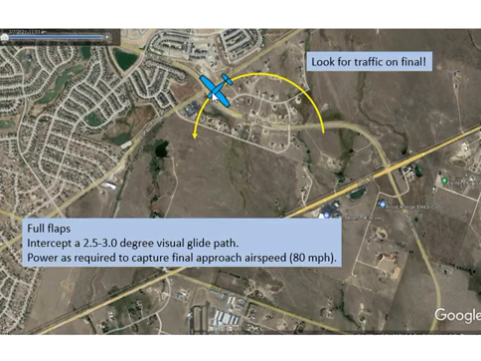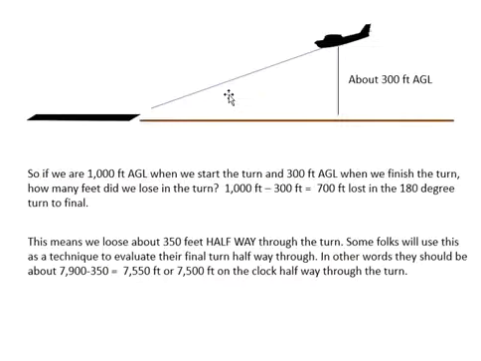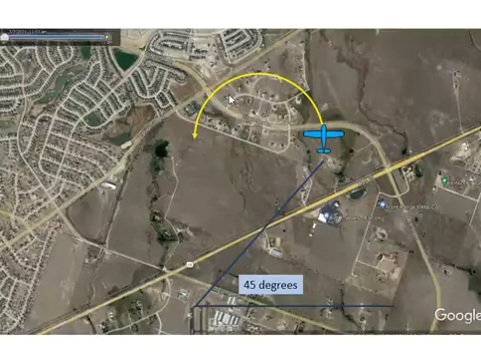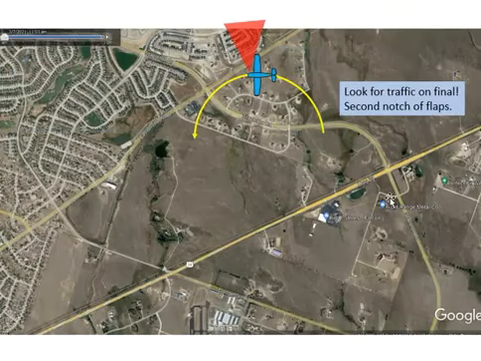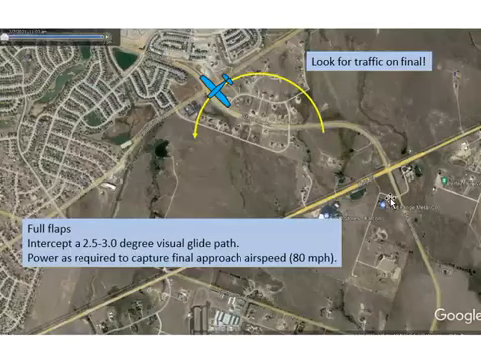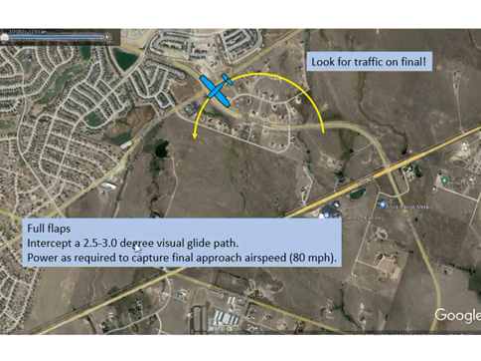And now we're halfway through the turn. I'm sorry, 3/4 of the way through the turn. I'm going to go full flaps. By the way, we probably did another notch of flaps. I think I mentioned it. No, so we did initial flaps. We'll do another notch of flaps about right here, and then full flaps rolling out on final, and we're going to intercept that 2.5 to 3 degree visual glide path. And then power is required to capture that final approach speed. For the aircraft, for the majority of you folks watching this, Cherokees and Warriors is 80 miles an hour. Just refer to your POH.